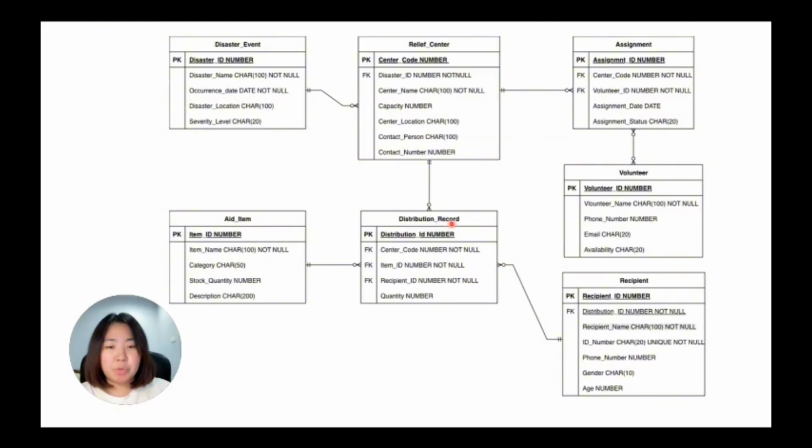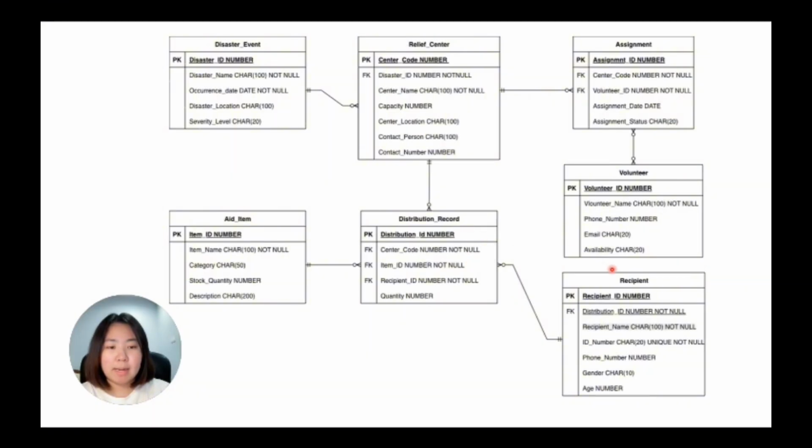Go to the distribution record. The primary key is distribution ID. The data type is number, and the relationship with relief center is that a relief center can have many distribution records. Go to the add item. The item ID is the primary key, and the relationship between distribution record and add item is that one add item can be distributed multiple times.